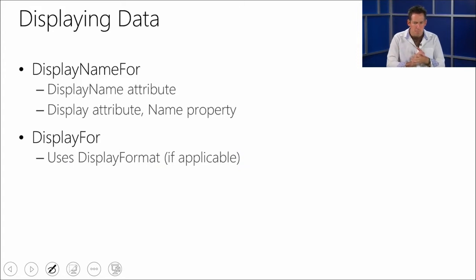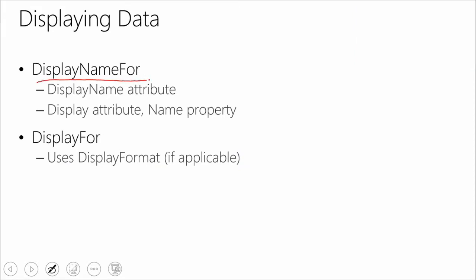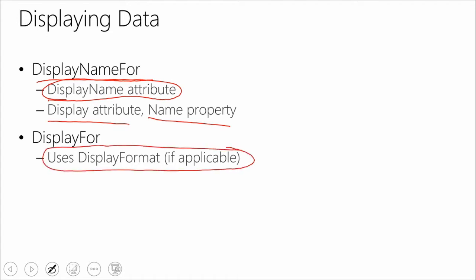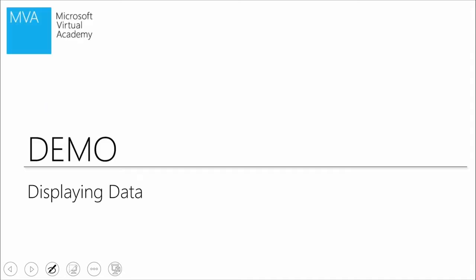Okay. So to display data, you'll notice display name for, and that will go grab the display name attribute. Or if you're using the display attribute, the name property. And then display for, the biggest thing that it will use is that display format.